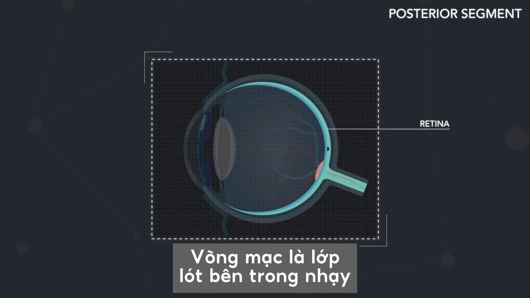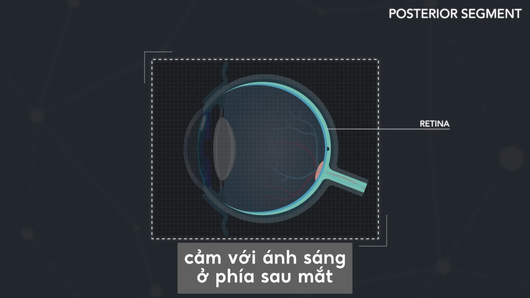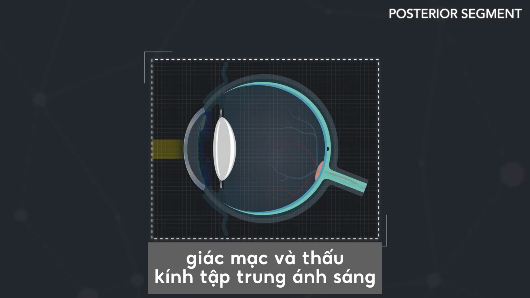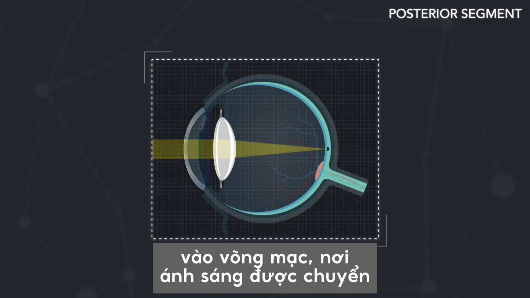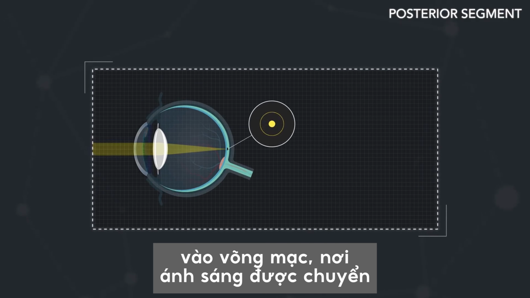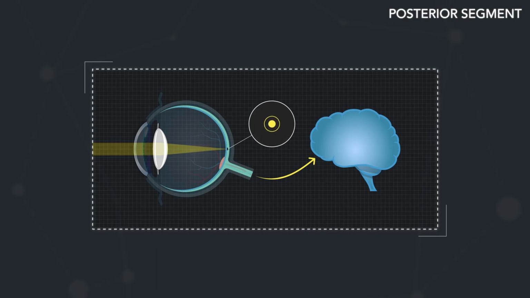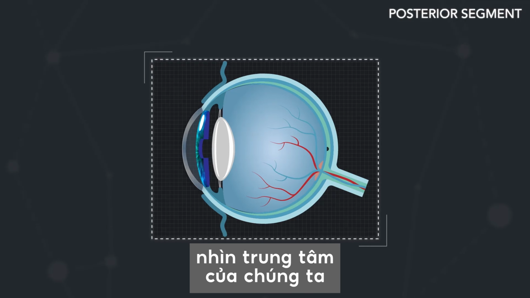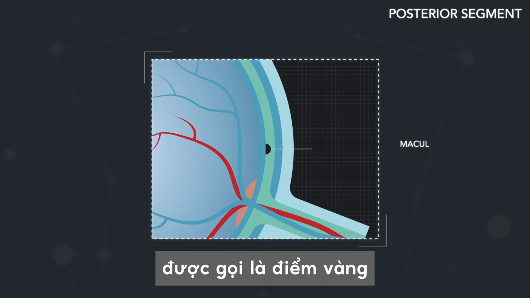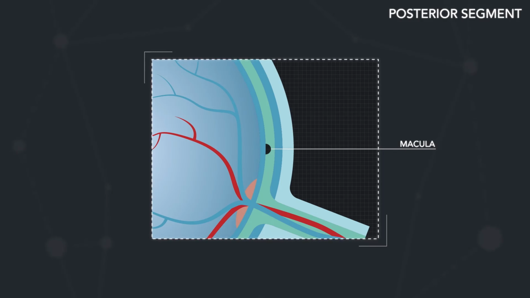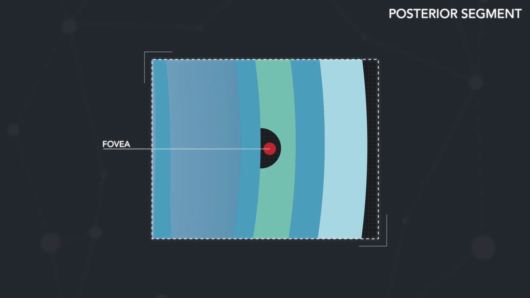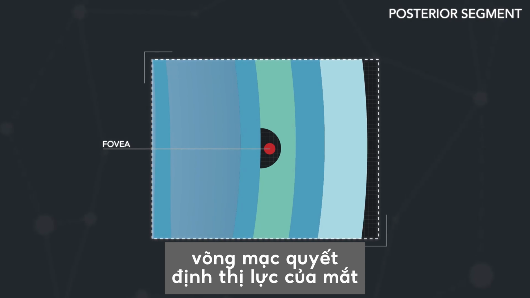The retina is the light-sensitive inner lining of the back of the eye. The cornea and lens focus light on the retina, where it's transformed into nerve impulses that are sent to the brain. The portion of the retina that controls our central vision is called the macula. Within the macula is a small spot called the fovea, the most sensitive part of the retina, which determines the eye's visual acuity.